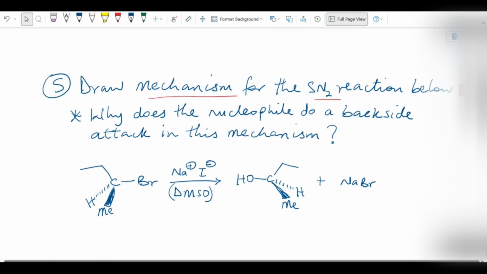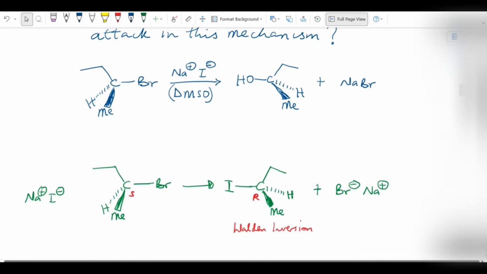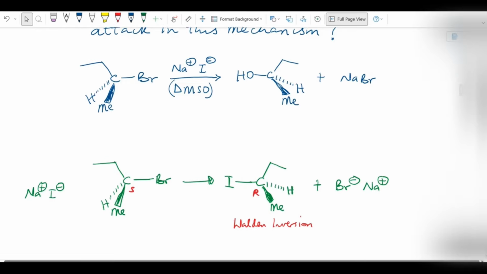So to draw the mechanism of this reaction, I've redrawn the reactants here. So essentially what happens is that the nucleophile will attack this carbon, the electrophilic carbon or alpha carbon, from the opposite side as the leaving group. And when it does that, this bond will break and the leaving group will be kicked out.